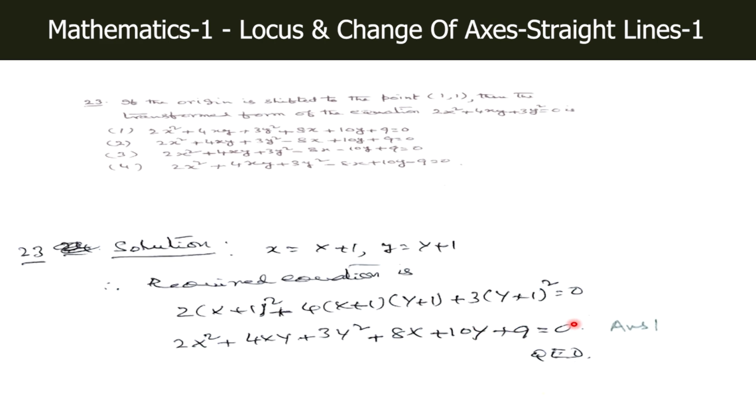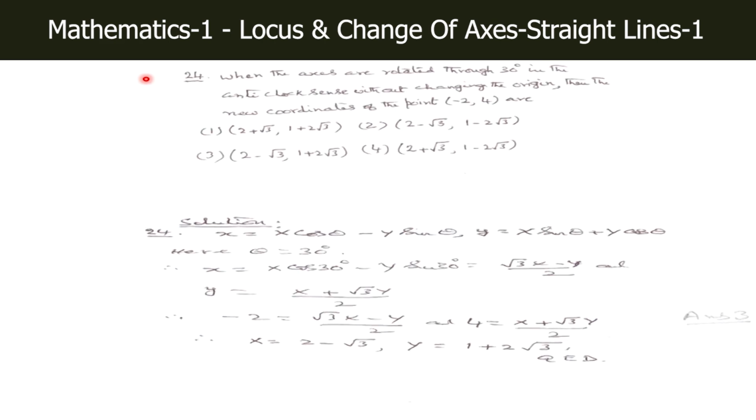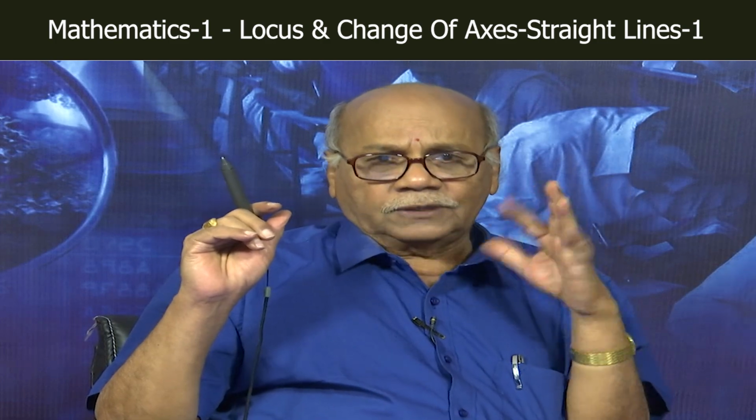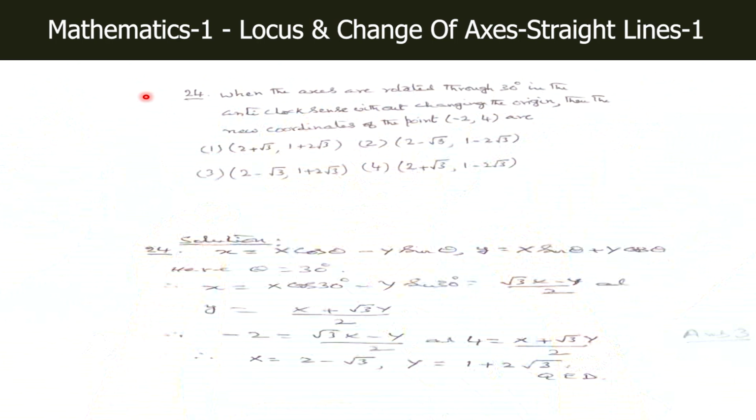So, answer is 1. And please remember that when you shift the origin, the second degree terms of a second degree equation will not change. Only first degree terms will change. Second degree terms means x square, xy and y square. First degree terms means x and y terms.